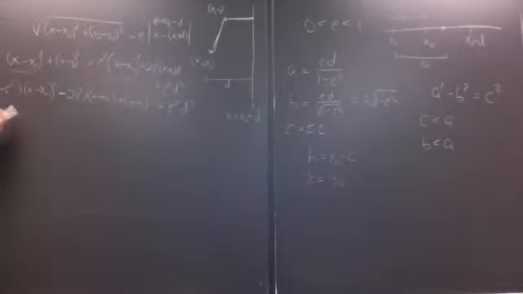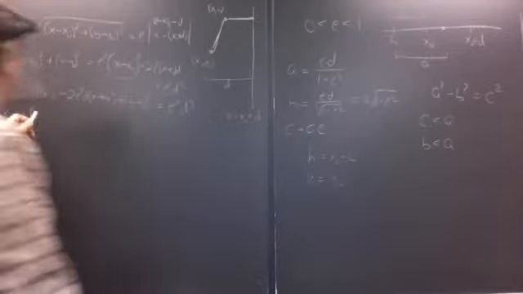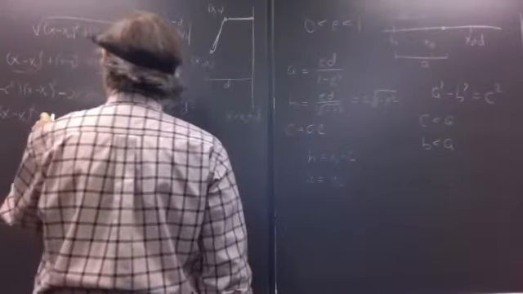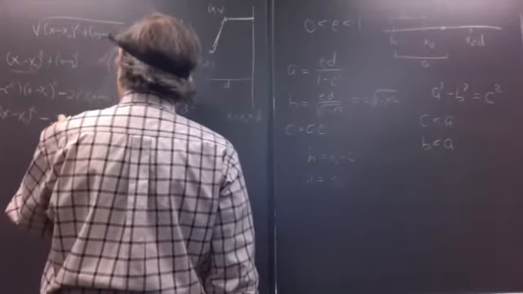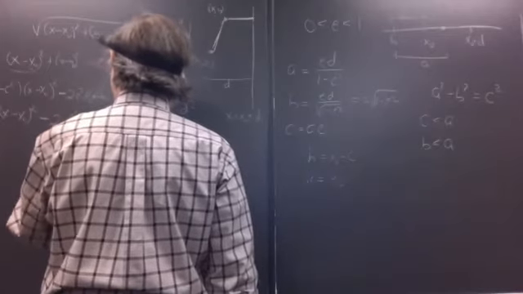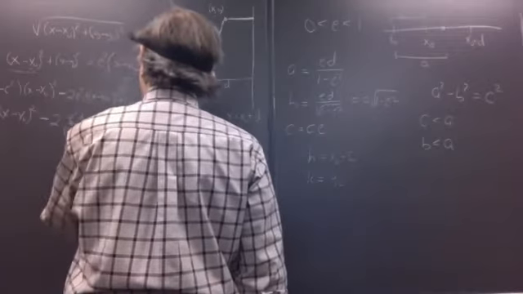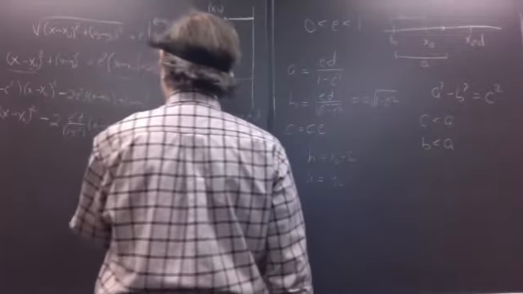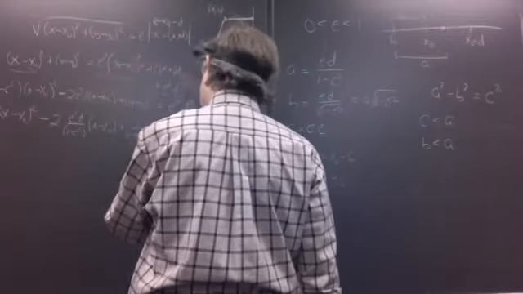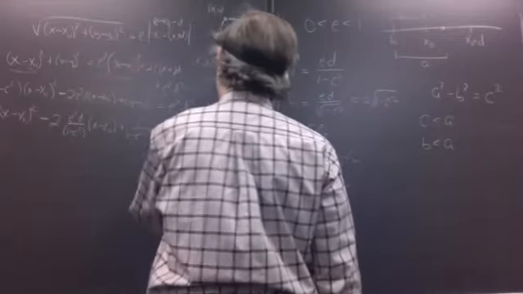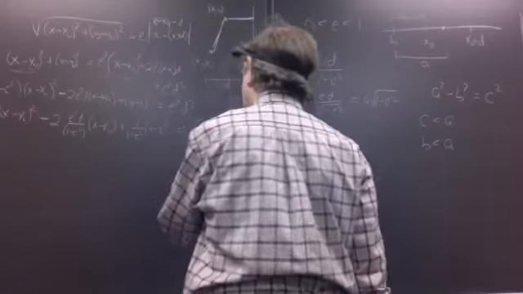Now I want to divide by 1 minus e squared. So I get the x minus x naught squared by itself. And you'll get minus 2 e squared d over 1 minus e squared. Kind of a mess. I'll have 1 over 1 minus e squared times y minus y naught squared. And I'll have e squared d squared over 1 minus e squared.